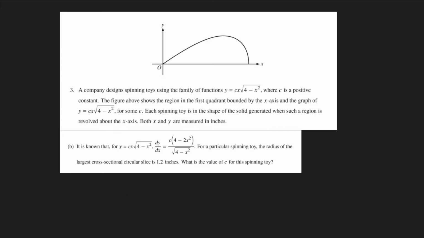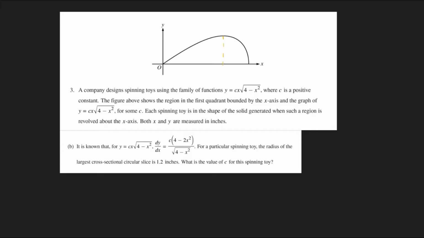Okay, moving on to part B. It tells us that it is known that for this equation, it has a dy over dx, and it is given by this equation. For a particular spinning toy, the radius of the largest cross-sectional circular slice is 1.2 inches. What is the value of c for this spinning toy? Okay, so just to take apart this problem real quickly, we can see that when it's asking us to find the radius of the largest cross-sectional circular slice, it's asking us for this point right here, right?